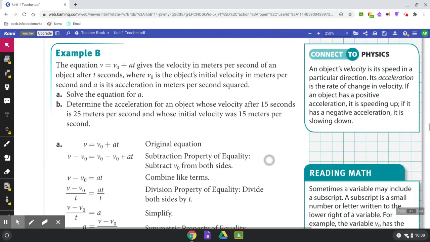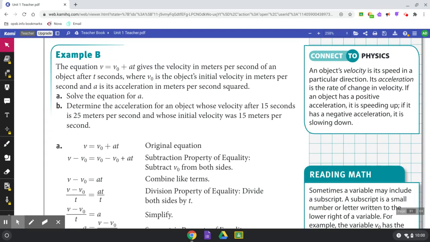Now we're at another example. Example B. The equation V equals V sub 0 plus AT gives the velocity in meters per second of an object after t seconds, where V sub 0 is the object's initial velocity in meters per second, and A is its acceleration in meters per second squared.